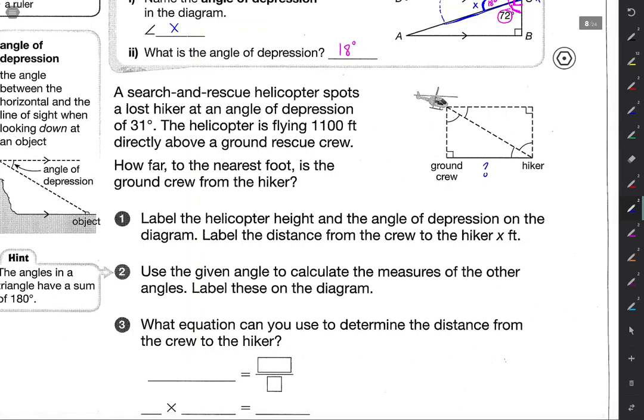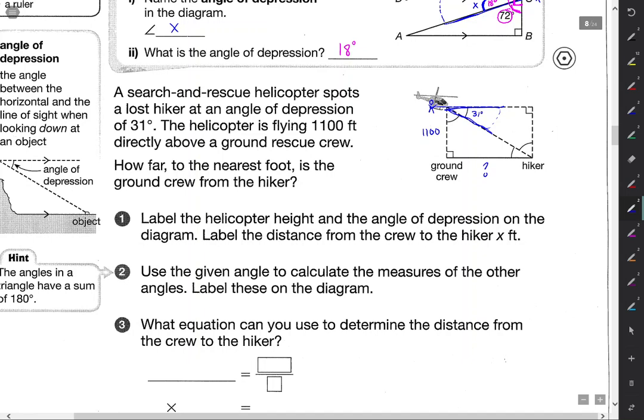And then they give us that the helicopter is flying 1,100 feet directly above the ground rescue crew. So we're going to label this side 1,100. And then it gives us that the angle of depression is 31 degrees. So remember, you need to go straight out and then downwards to find the angle of depression. So really, pretend our little man's driving the helicopter. Our angle of depression, we're going to look straight out and then downwards till we hit that line. So this here is our angle of depression of 31 degrees.